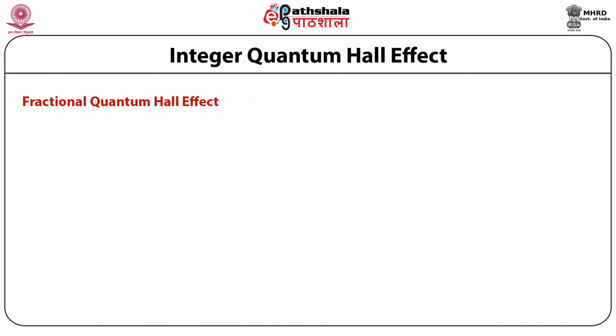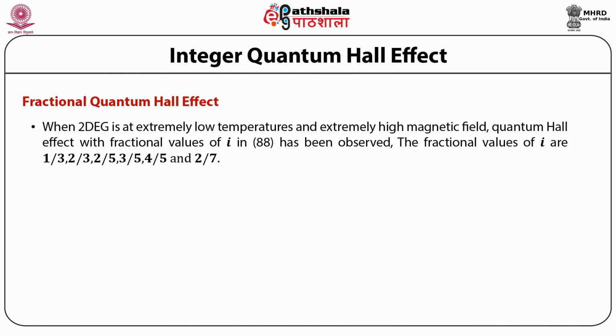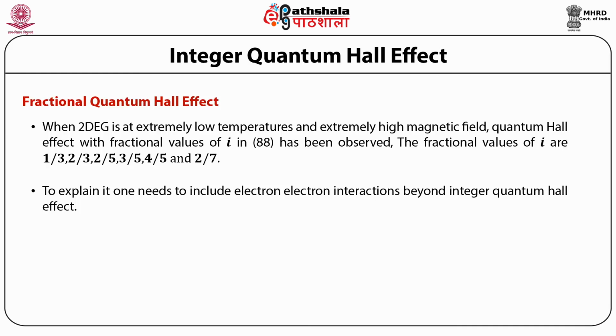Fractional quantum Hall effect. When two-dimensional electron gas is at extremely low temperatures and extremely high magnetic field, quantum Hall effect with fractional values of i in rho xy has been observed. The fractional values of i are 1 upon 3, 2 upon 3, 2 upon 5, 3 upon 5, 4 upon 5, and 2 upon 7. To explain it, one needs to include electron-electron interactions beyond integer quantum Hall effect.